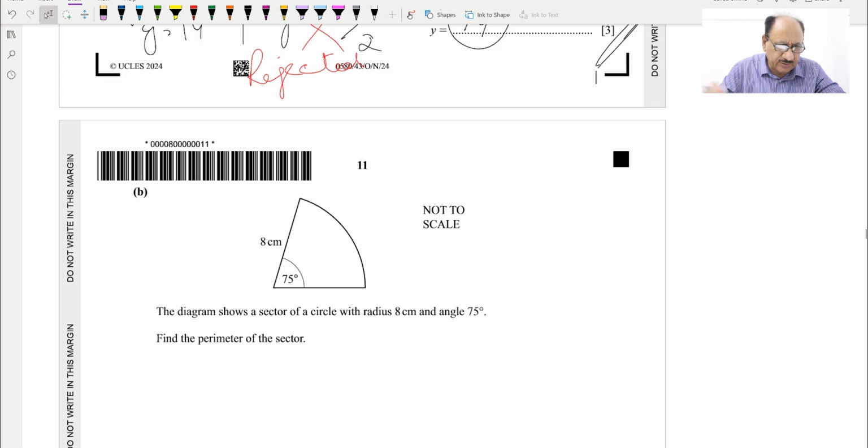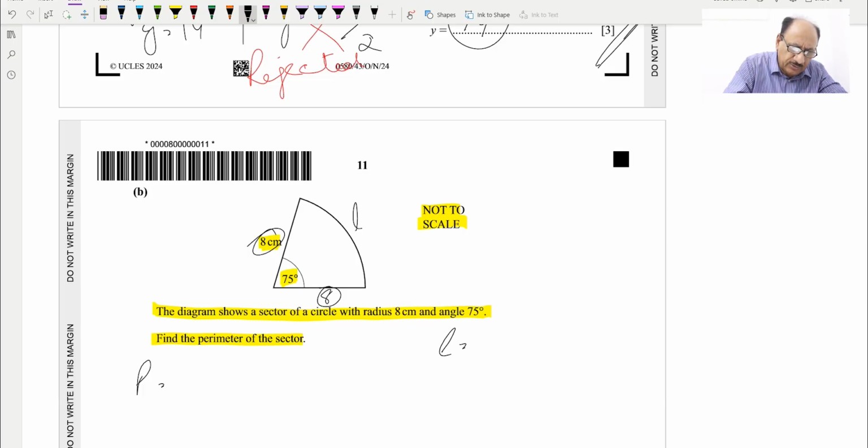Now the B part's sector is provided, and they are saying the diagram shows a sector of a circle with radius 8 centimeter and angle 75. The diagram is not to scale, radius is 8. Find the perimeter of the sector. For the perimeter we require L, and these two 8 and 8 we need to add, so we'll write perimeter will be equal to, first we need to find L. L will be the arc length, which is this one.